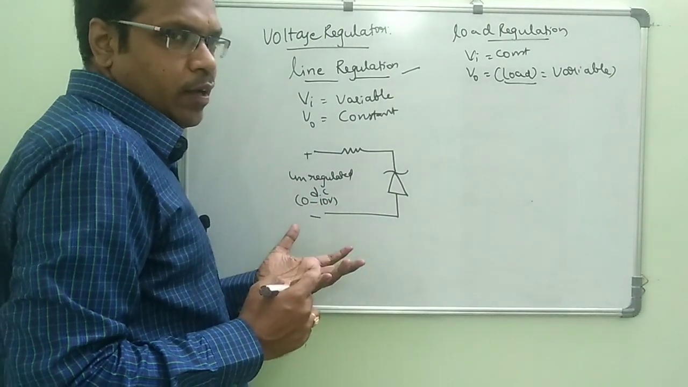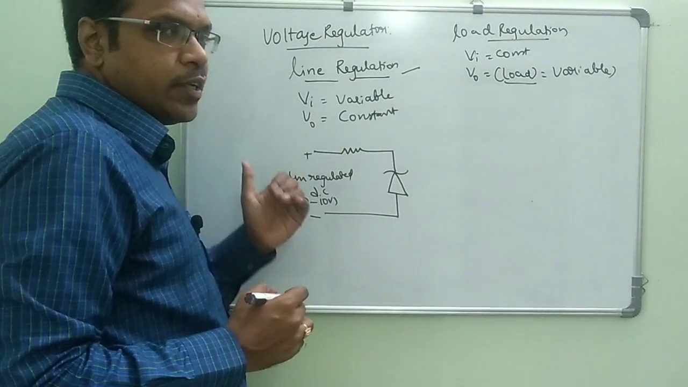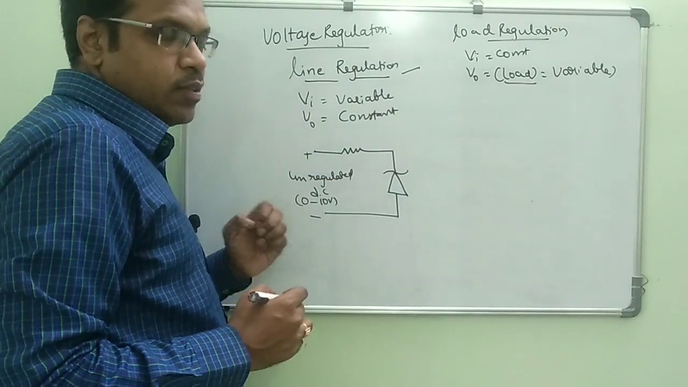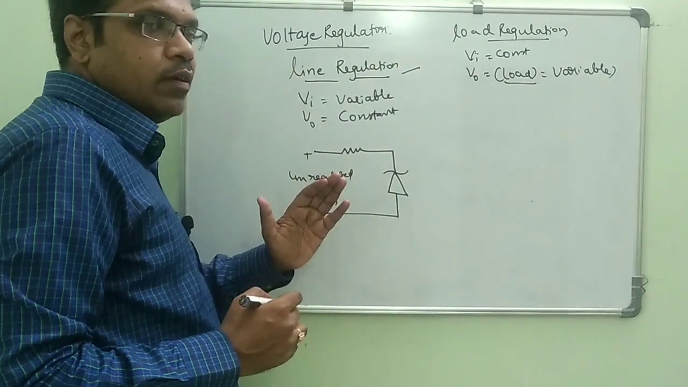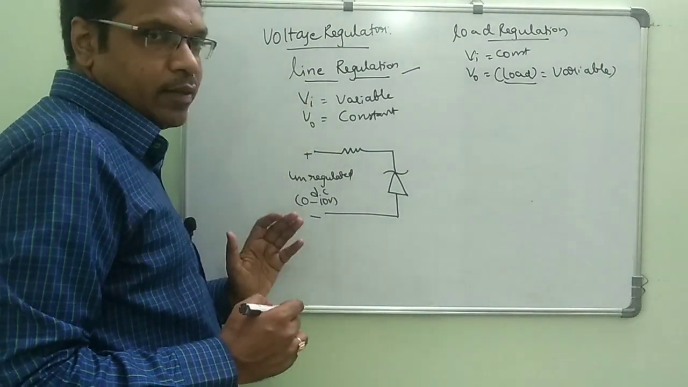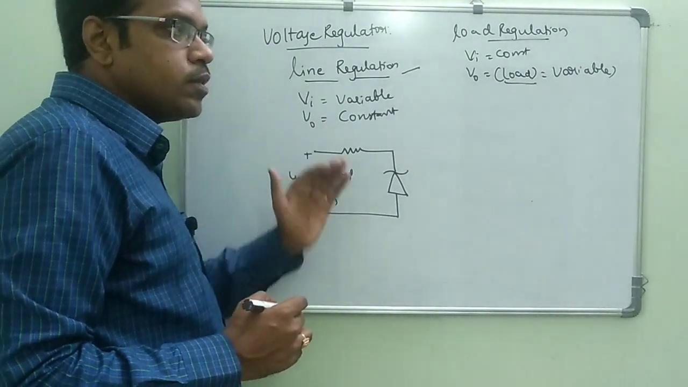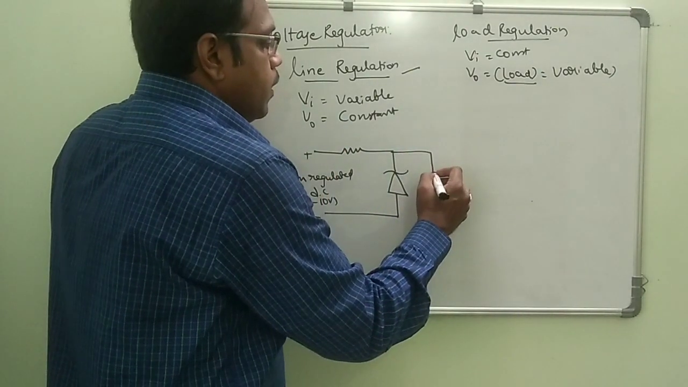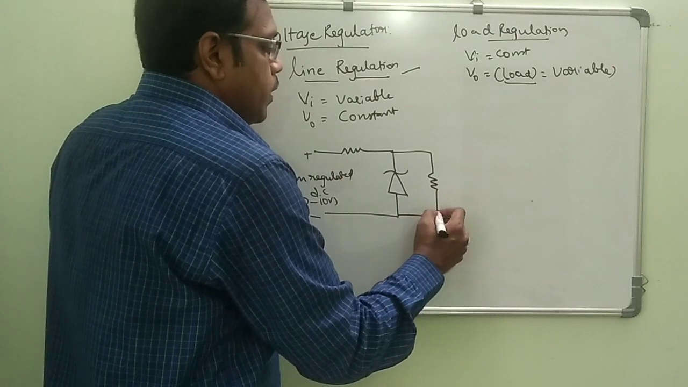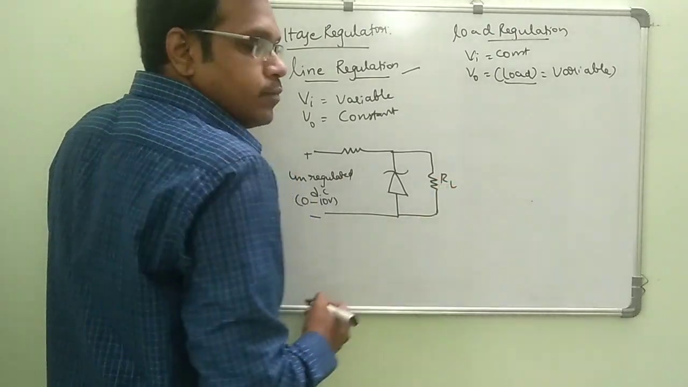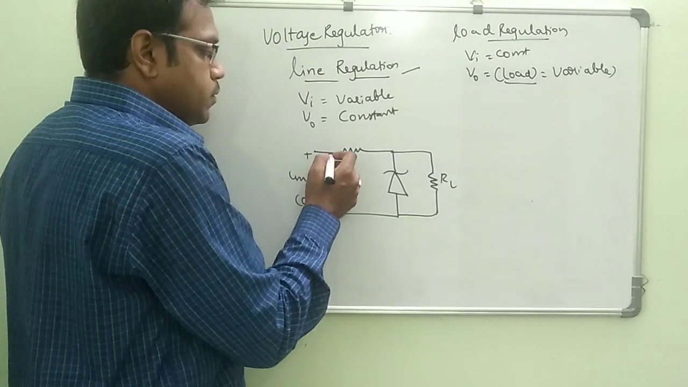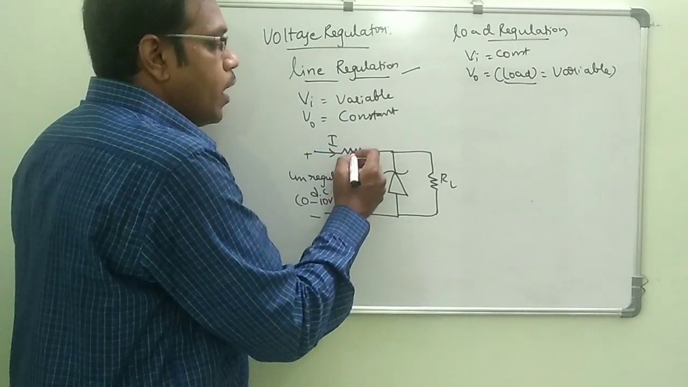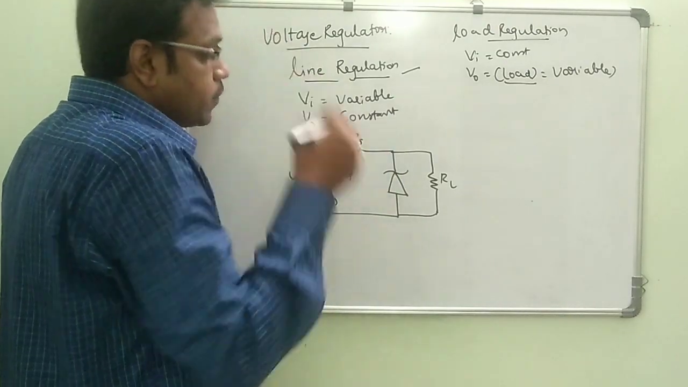If it is a bridge rectifier, it will convert AC to DC, but in that DC also some fluctuations will be there. Those fluctuations will be eliminated with the help of this regulator. So it regulates the fluctuations in the power supply. And one load resistance you have to take here. Now when the current comes, it passes through this resistance. This resistance is called the limiting resistance.